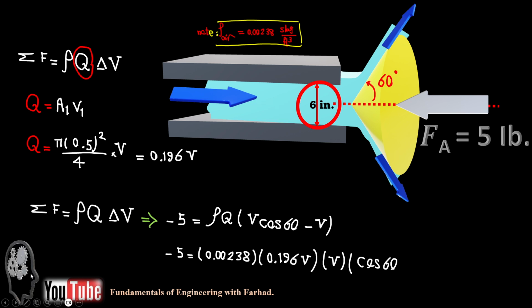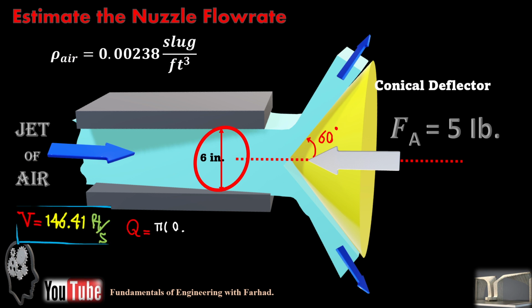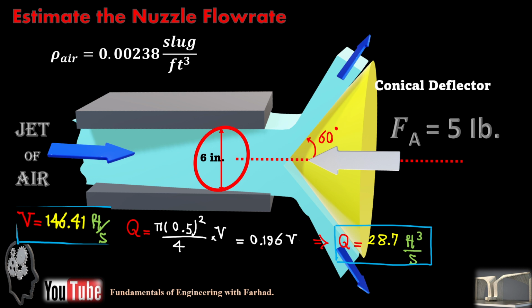By replacing the numeric values, negative force times the rho replaced, Q replaced, and then taking V out of the parentheses, then cosine 60 minus 1 turns to negative 1 over 2, and these two negatives cancel out. Then the velocity of the air jet is equal to 146.41 feet per second. And when we have the velocity of the air jet, multiply by the area of the cross section, it gives you 28.7 feet cubed per second.